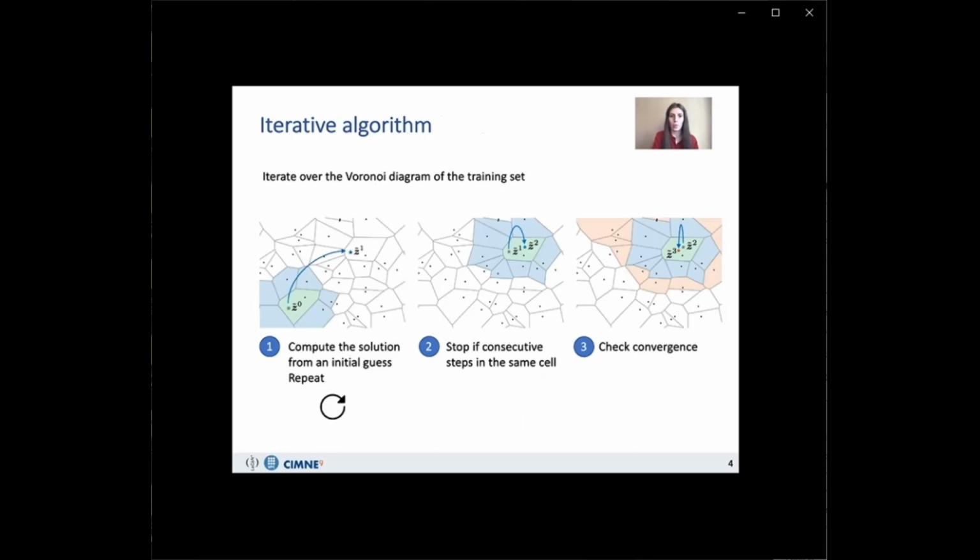With the neighbors of an initial guess z0, we obtain a local solution z1, and we repeat the process until two consecutive solutions fall in the same Voronoi set. If this is true, even with an additional level of neighbors, we have converged, and this is the patch of neighbors that defines the solution x star in the original space that we are looking for.